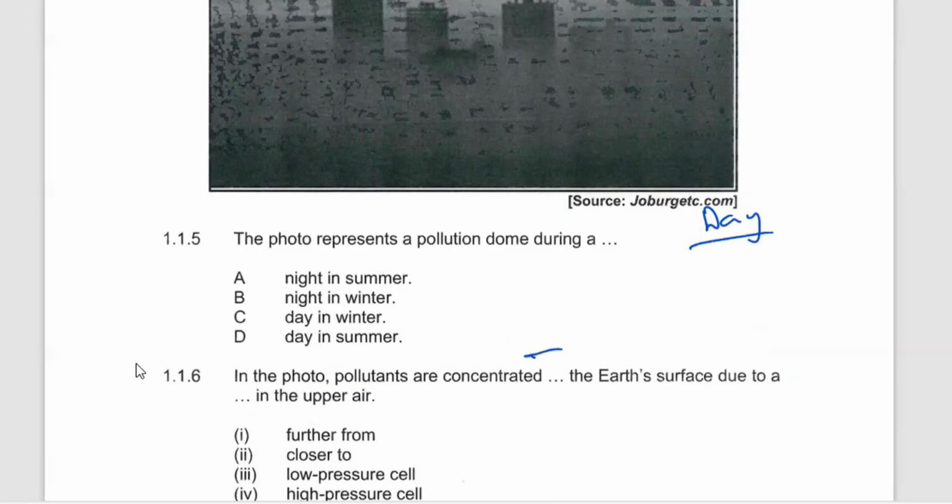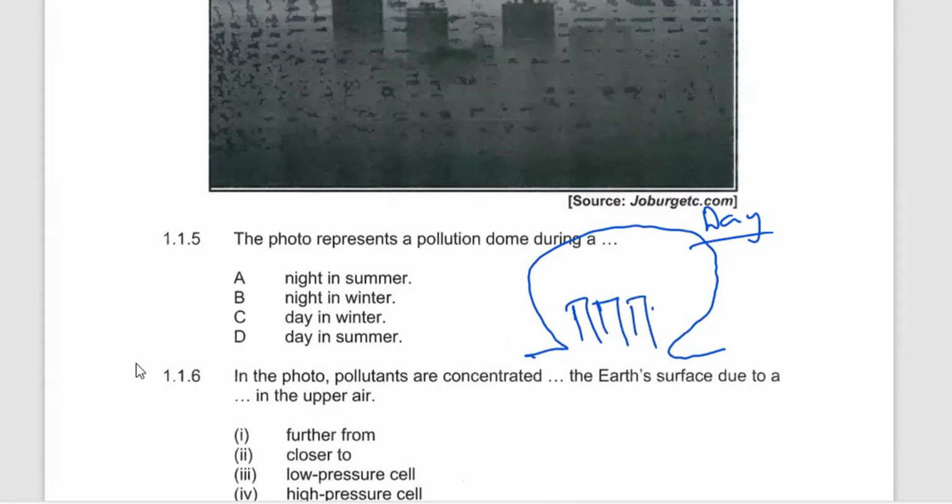During the day, if you look at the shape of the pollution dome, it portrays a shape like this one. Our built-up area is here, and the concentration of pollutants will have a picture like this. Here we have a form like this, and our pollutants will be high in the upper atmosphere. Why will they have a shape like this? It is because there will be convection currents experienced in the urban area.